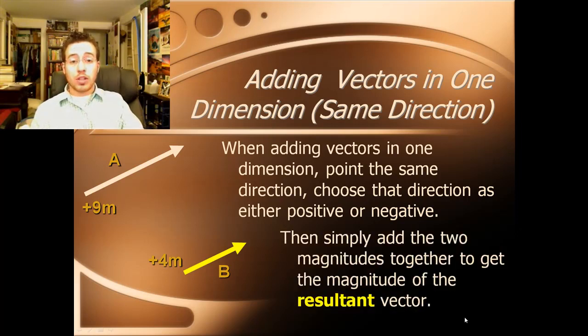When I want to find the resultant magnitude, how much do I have after I've added these two together? I will just add the 9 plus the 4, and that'll tell me that it's 13 meters for the resultant magnitude. Now, if I want to find the resultant, I also need to remember to keep the sign as well.